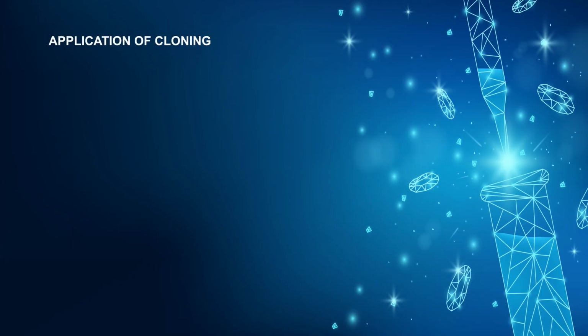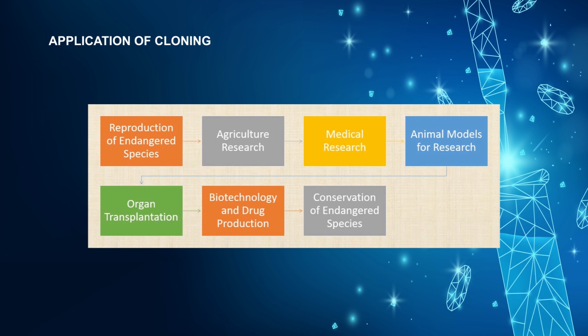The fields where cloning applications actually happen are categorized in several parts. The first area where it is widely used is reproduction of endangered species. Cloning offers the potential to reproduce endangered species and prevent species extinction. By creating genetically identical copies of endangered animals, cloning can help preserve biodiversity and contribute to conservation efforts.